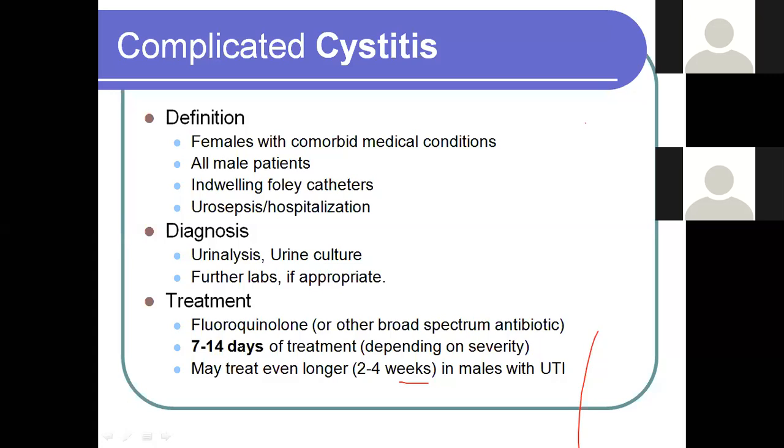Now the treatment of complicated cystitis is antibiotics for about 7 to 14 days. Most commonly we use the fluoroquinolone group. And in male patients, we need to give them for 2 to 4 weeks.